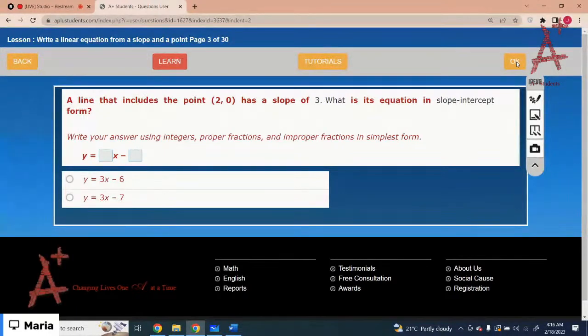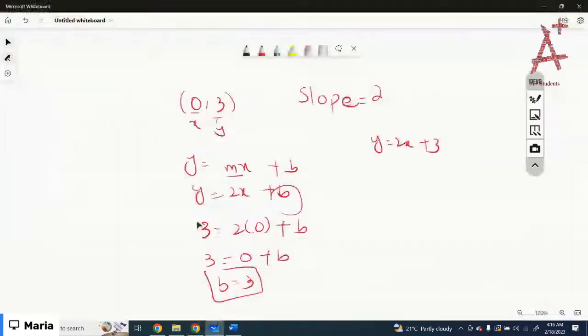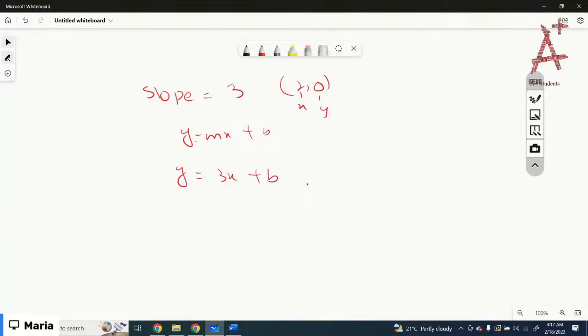Okay, a line that includes the point (2, 0) and has a slope of 3. Now you have the slope, which is 3, and the point, which is (2, 0). The equation is y equals mx plus b. You are given m, which is 3, so it would be y equals 3x plus b. Got it? This is the x and this is the y. Just put the point in the equation and calculate the value of b.